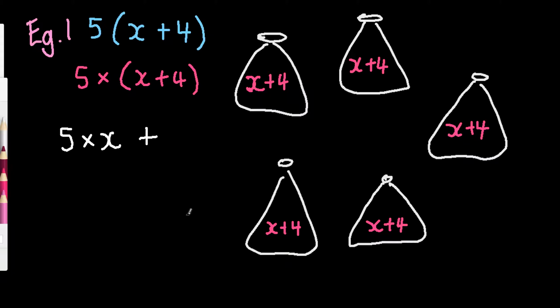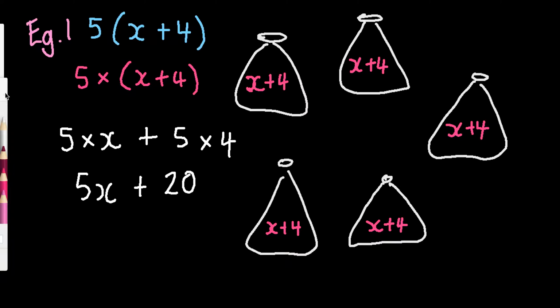I've also got, so in addition, I've got 5 groups of 4. So I can say 5 times 4. And in summary, instead of saying 5 times X, we know we write that as 5X. And 5 times 4 we know is 20. So I can also simplify that.